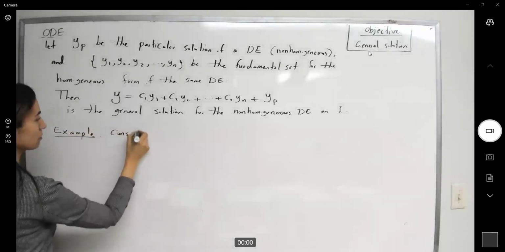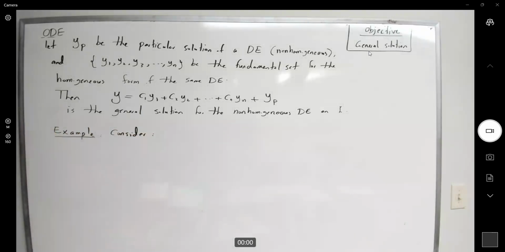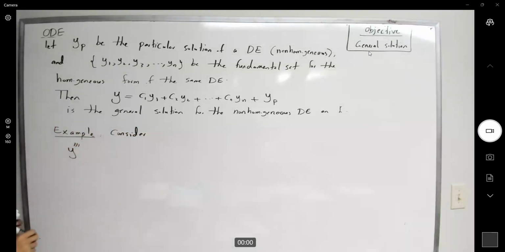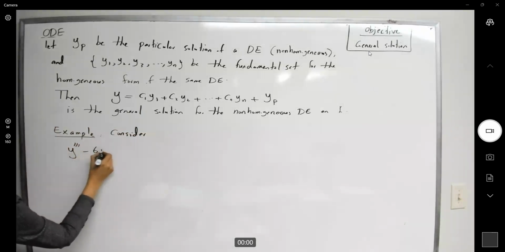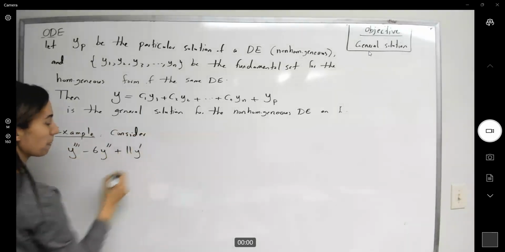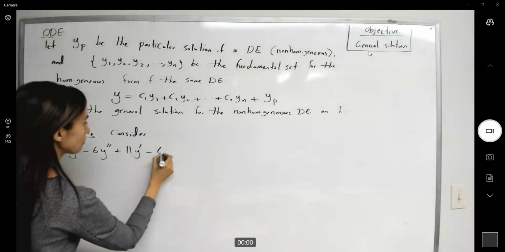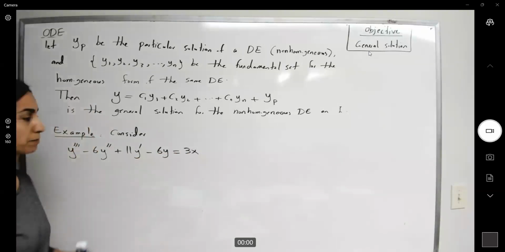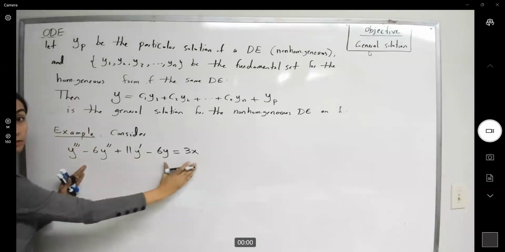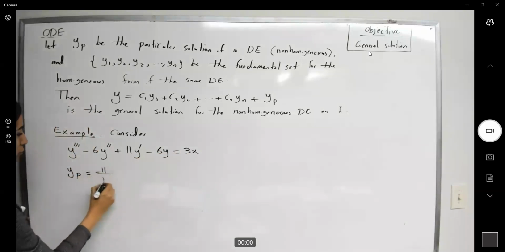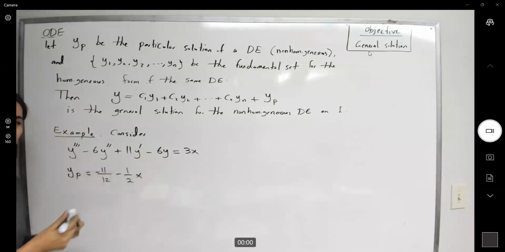consider this differential equation. Here we have the third derivative of y minus 6 times the second derivative of y plus 11y prime minus 6y equals 3x. Suppose for this non-homogeneous differential equation, yp is equal to negative 11 over 12 minus a half x. I can actually verify that.